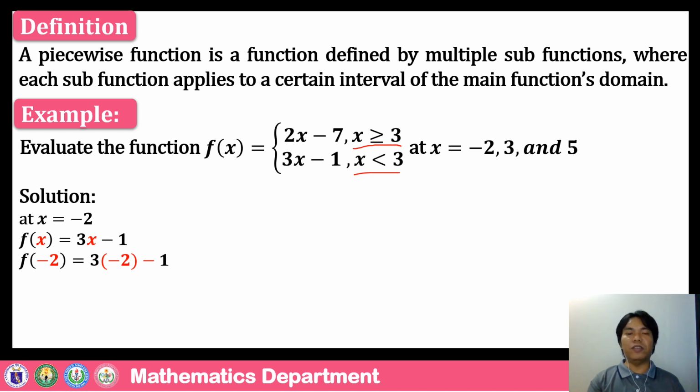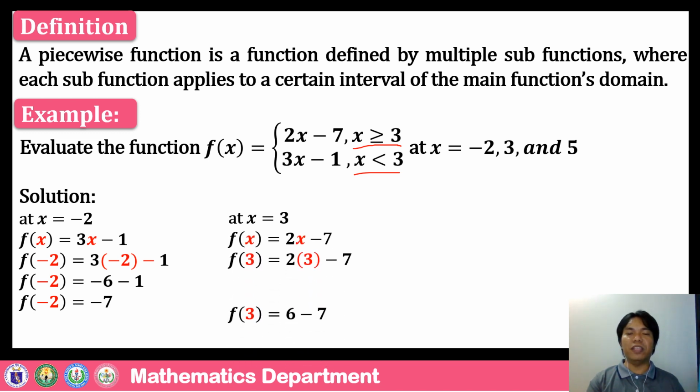And by simplifying this one, 3 times negative 2 is equal to negative 6 minus 1. Therefore, ang f of negative 2 natin ay equal sa negative 7. At x equals positive 3, since ito ay eksaktong 3, ang gagamitin natin dito ay yung unang sub-function natin, which is yung f of x equals 2x minus 7. And then simplifying this one, magkakaroon tayo ng result na f of 3 equals negative 1.